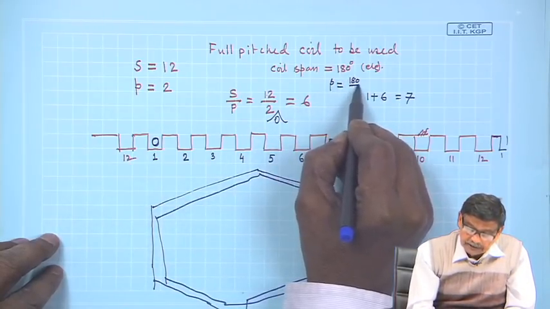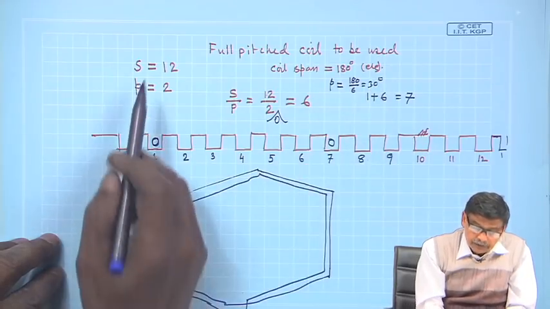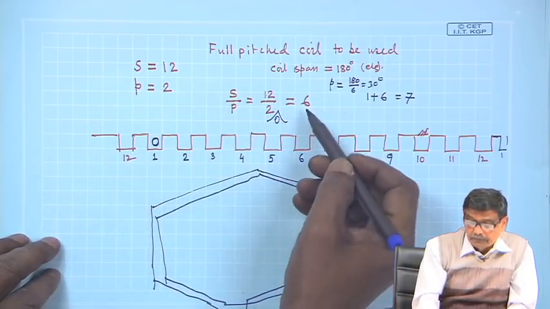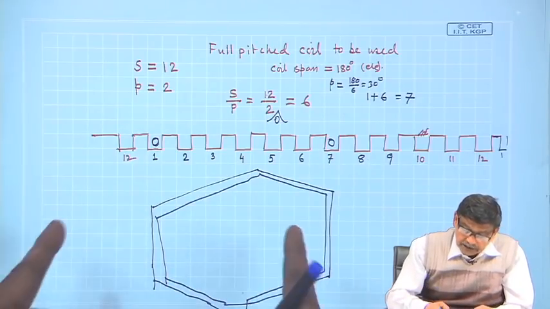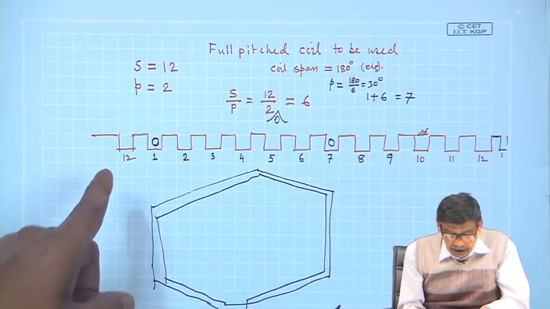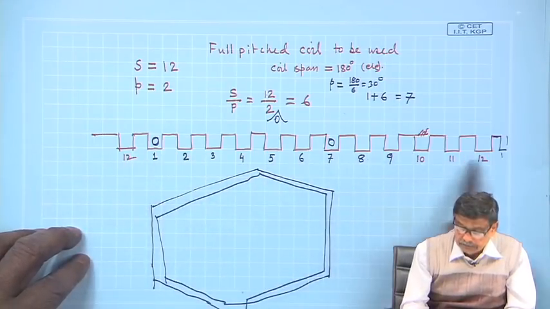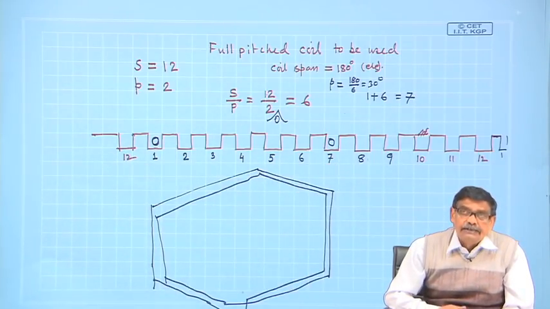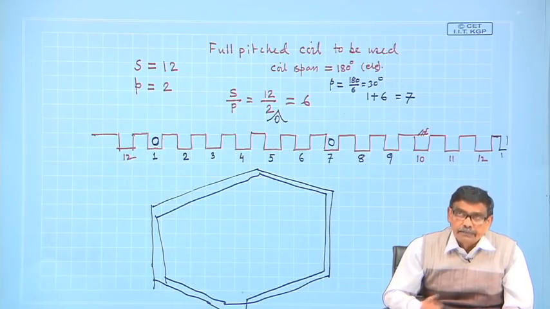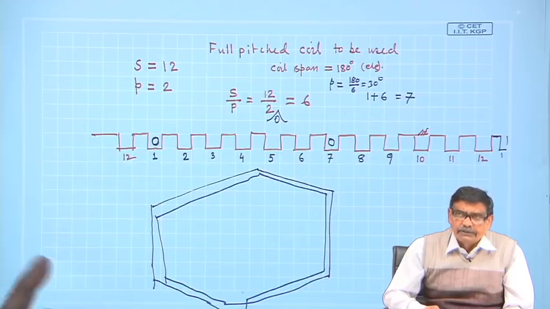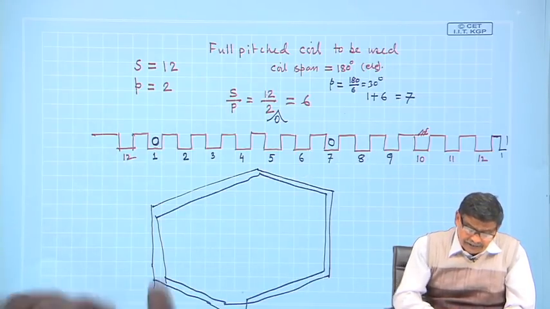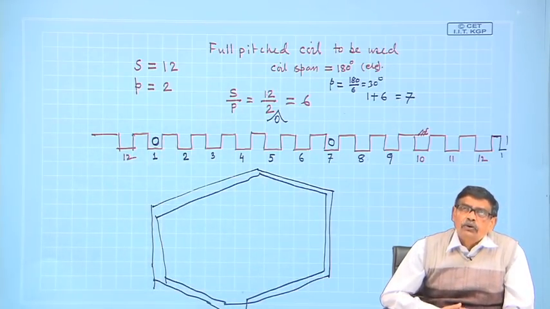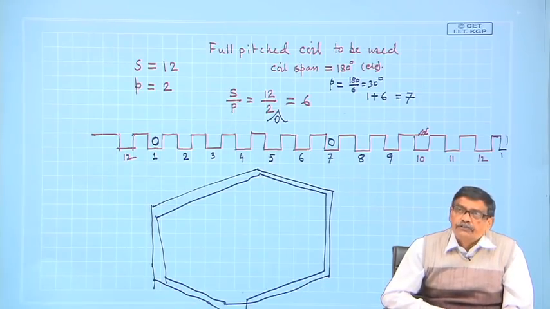180 by 6, that is 30 degrees electrical. Total number of slots is 12, and the number of slots per pole is 6. Therefore, if I want to use a full pitch coil, I have numbered the slots, and based on the slot numbers I will now slightly change the coil site naming. Earlier I was using 1-1 dash to identify a coil. Now, there is a definite slot in which a particular coil side will be present, so I will name them after these slots.